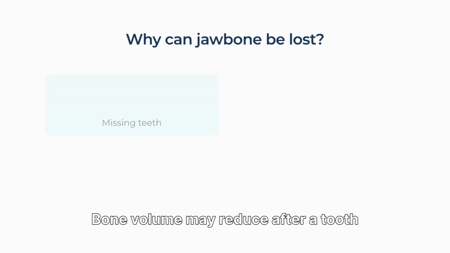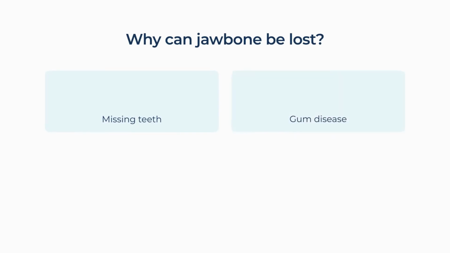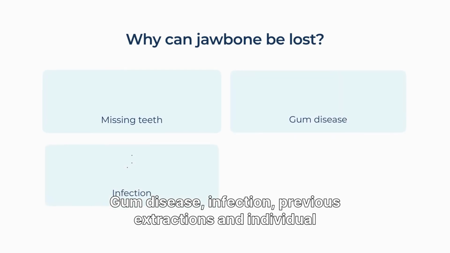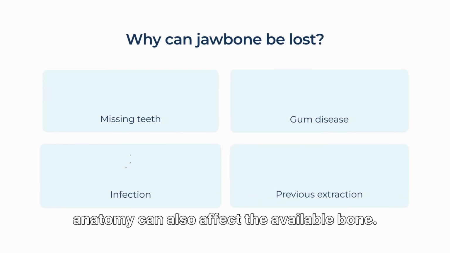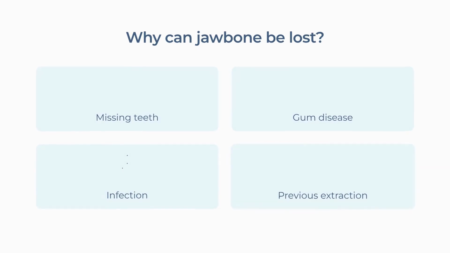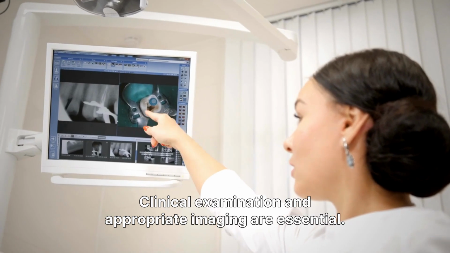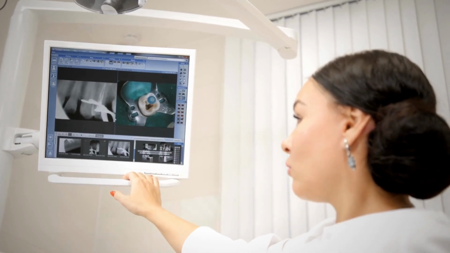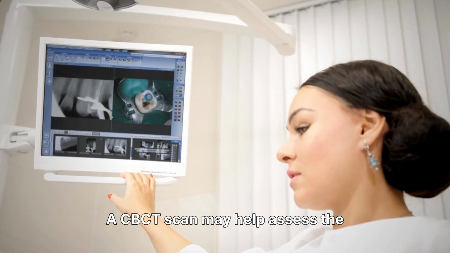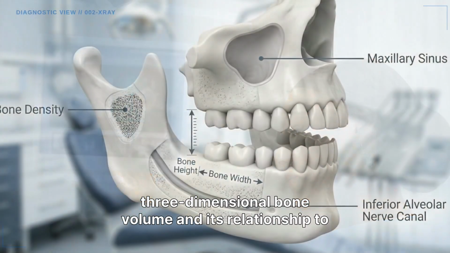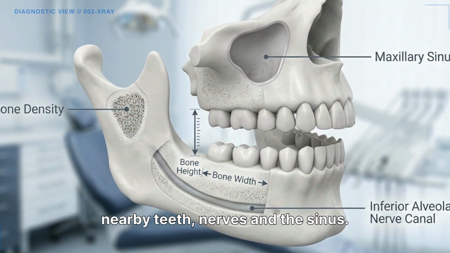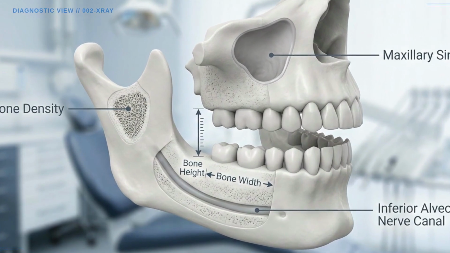Bone volume may reduce after a tooth has been missing for a long time. Gum disease, infection, previous extractions, and individual anatomy can also affect the available bone. Clinical examination and appropriate imaging are essential. A CBCT scan may help assess the three-dimensional bone volume and its relationship to nearby teeth, nerves, and the sinus.